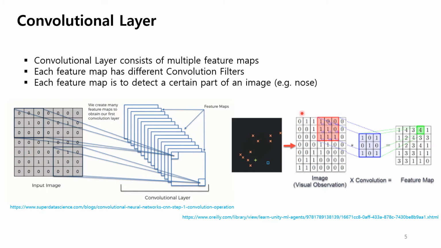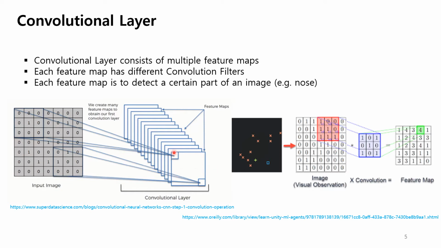This one explains how to compute the value of the feature map. This is the input image value, and let's say this is the kernel, the convolution filter, basically weight. The output of the feature map is the element-wise product. So this one is multiplied by this one, and so on. Add all together, it becomes 4. That's how you compute the feature map values.